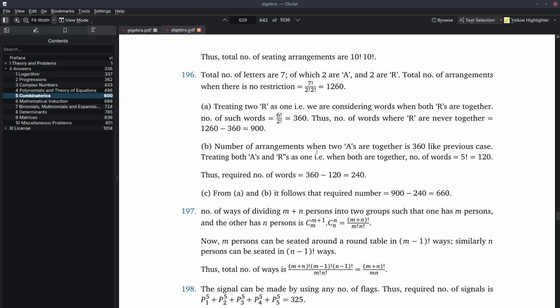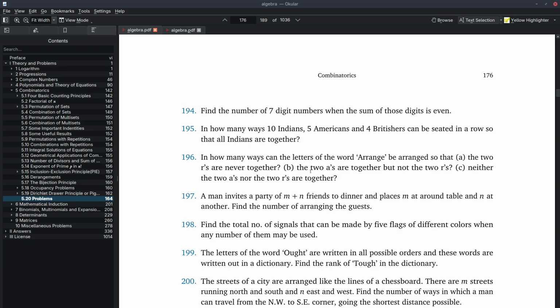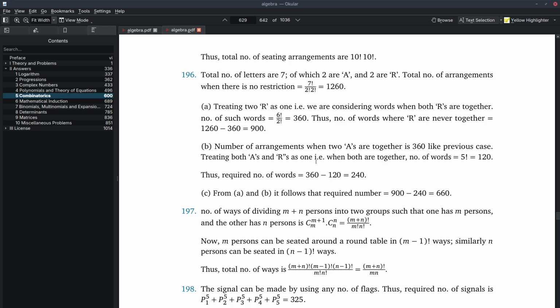The number of arrangements where the two A's are together is 360, like the previous case. But now we treat both A's and R's as 1 when both are together. The number of words would be 5 factorial, so that is 120. Thus the required number of words would be 360 minus 120, that is 240. So the two A's are together but not the two R's. That's why we considered this and subtracted it.